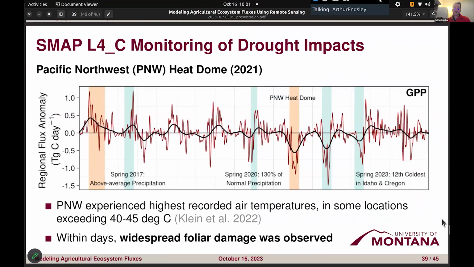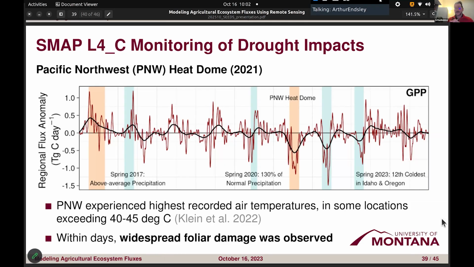So for instance, one of the things that we've been able to do with SMAP Level 4 carbon is monitor drought impacts. And this is an example from my part of the world. In 2021, due to a wandering jet stream, we had a severe high pressure heat dome, really persistent high temperature and drought conditions in summer 2021. In some areas, the measured temperatures actually exceeded 40 or 45 degrees Celsius, which is crazy, truly the highest recorded air temperatures in that region.